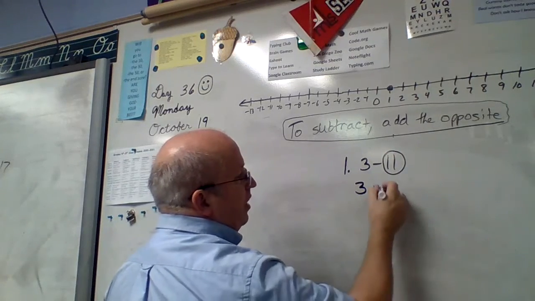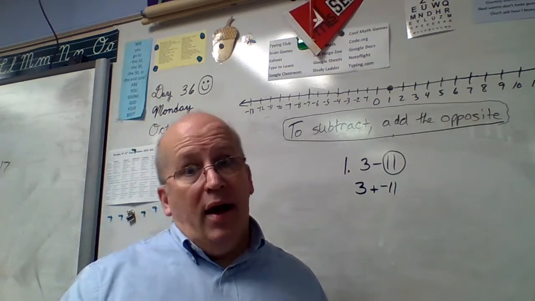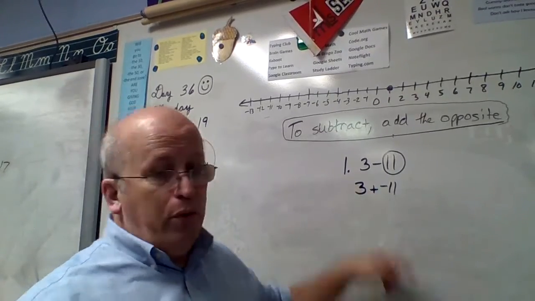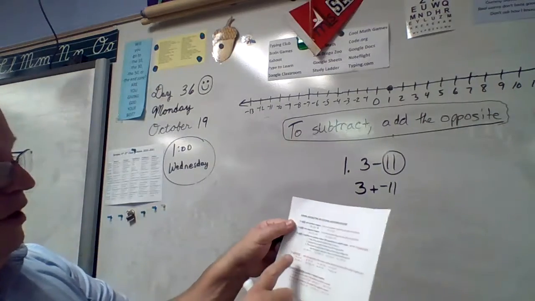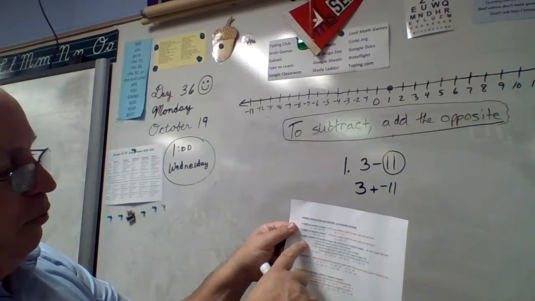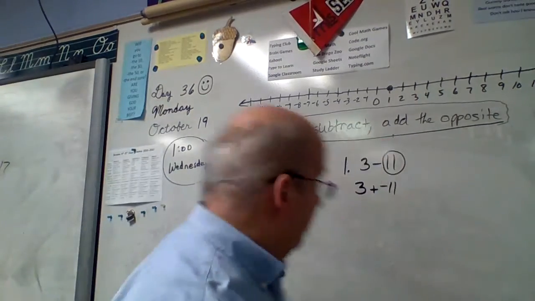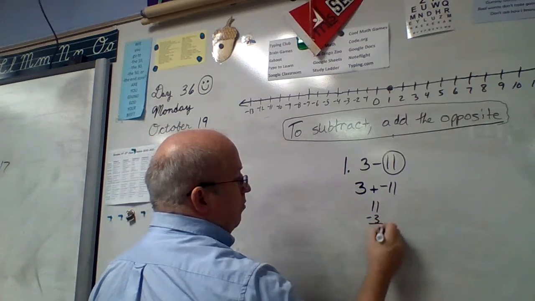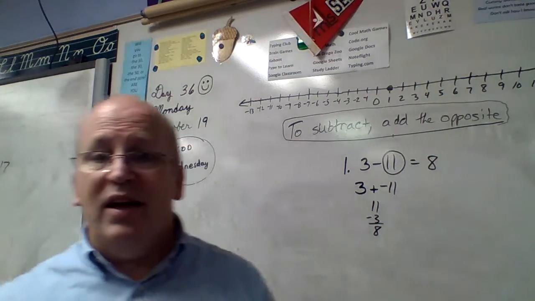What's the opposite of 11? Negative 11. Okay? And now guess what I got? Now I'm adding a positive to a negative, so now I got to follow the third rule. I went from doing the subtraction rule to now I'm doing the 3-step rule, adding a negative to a positive or a positive to a negative. So I think about their absolute values, and I subtract their absolute values, and I get 8. The big question is, is that positive 8 or negative 8?